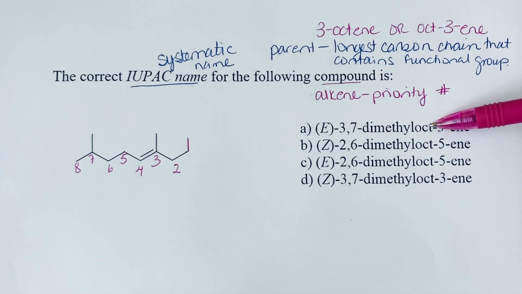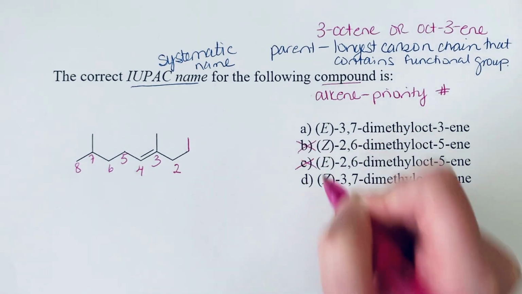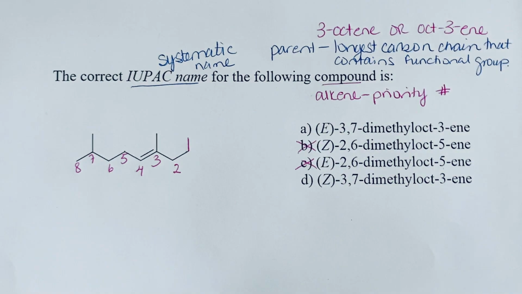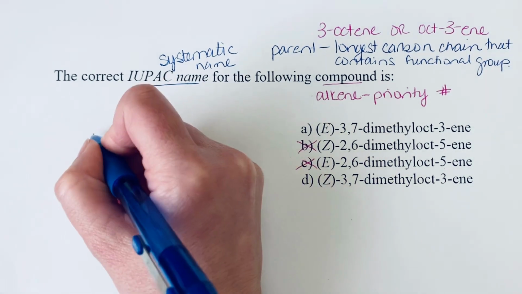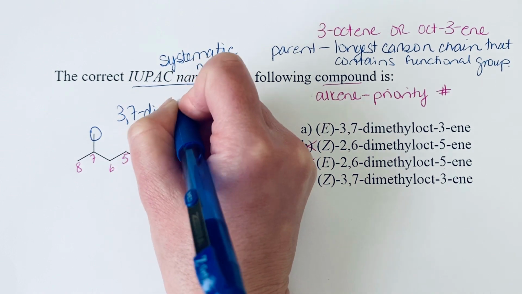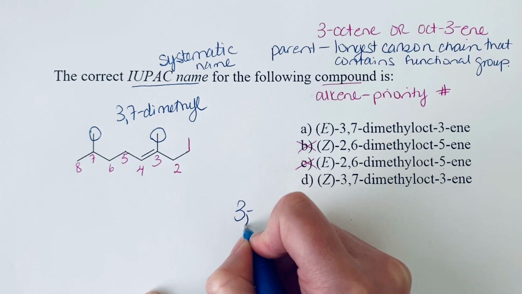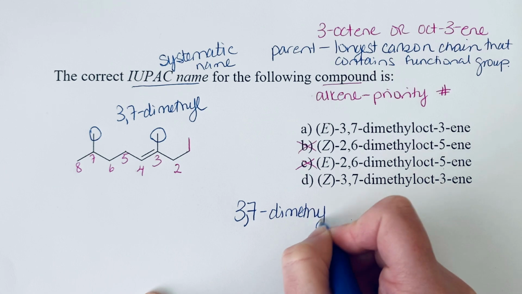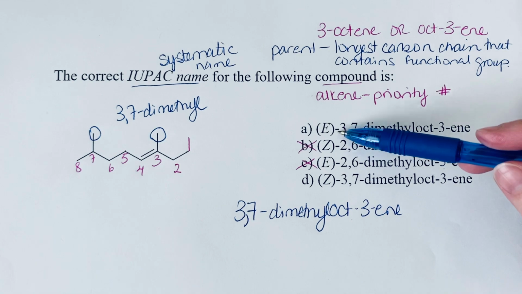And so we see here these names are all using this sort of system. So we can cross out B and C because they've got the chain number the wrong way. So we are going to look at A and D. So we can see where our substituents are. We have methyl groups at carbon 3 and carbon 7. So we have a 3,7 dimethyl. So we have so far 3,7 dimethyl oct-3-ene.